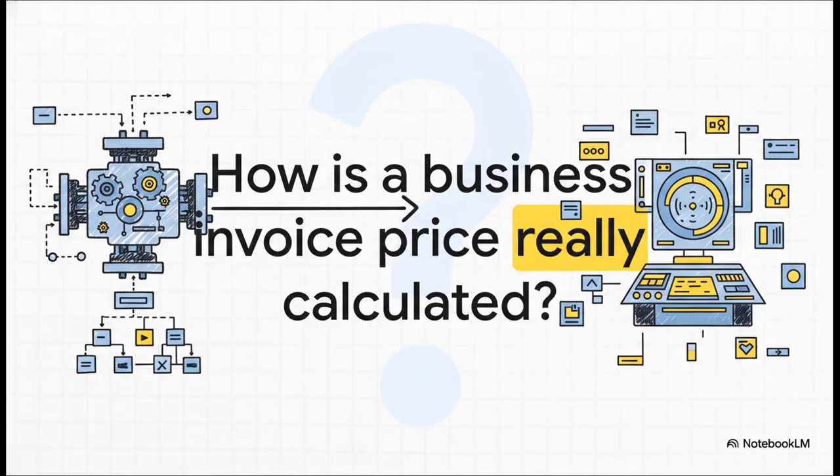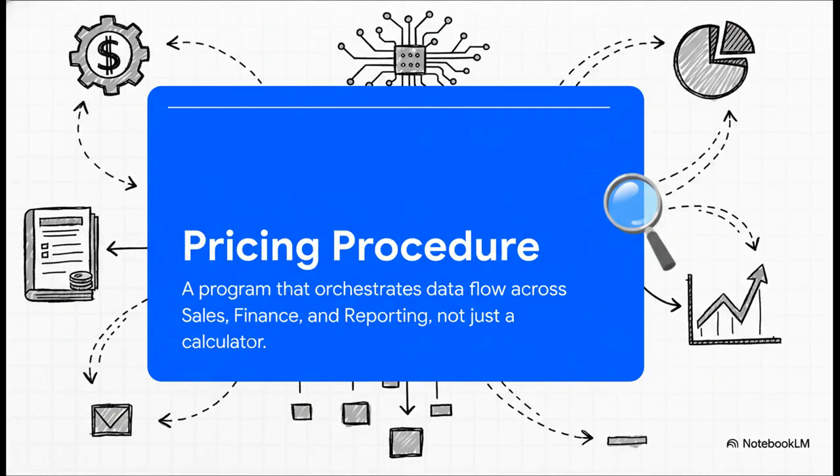Seriously, think about it. You see one final price, and you assume it's just some basic math. But what's really happening is that a super sophisticated, programmable engine is firing off a whole sequence of rules. It's not a calculator, it's more like a command center for a company's entire game plan for making money. And at the very heart of this command center is something called the pricing procedure.